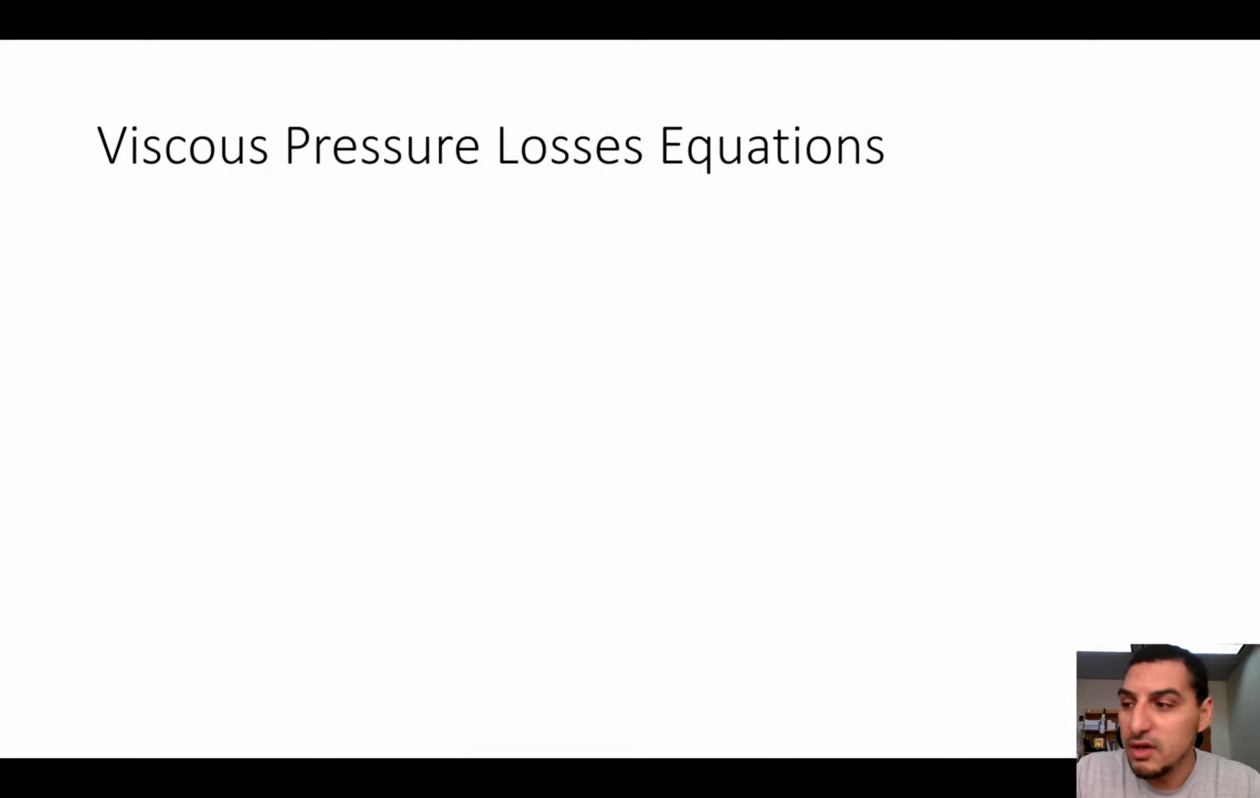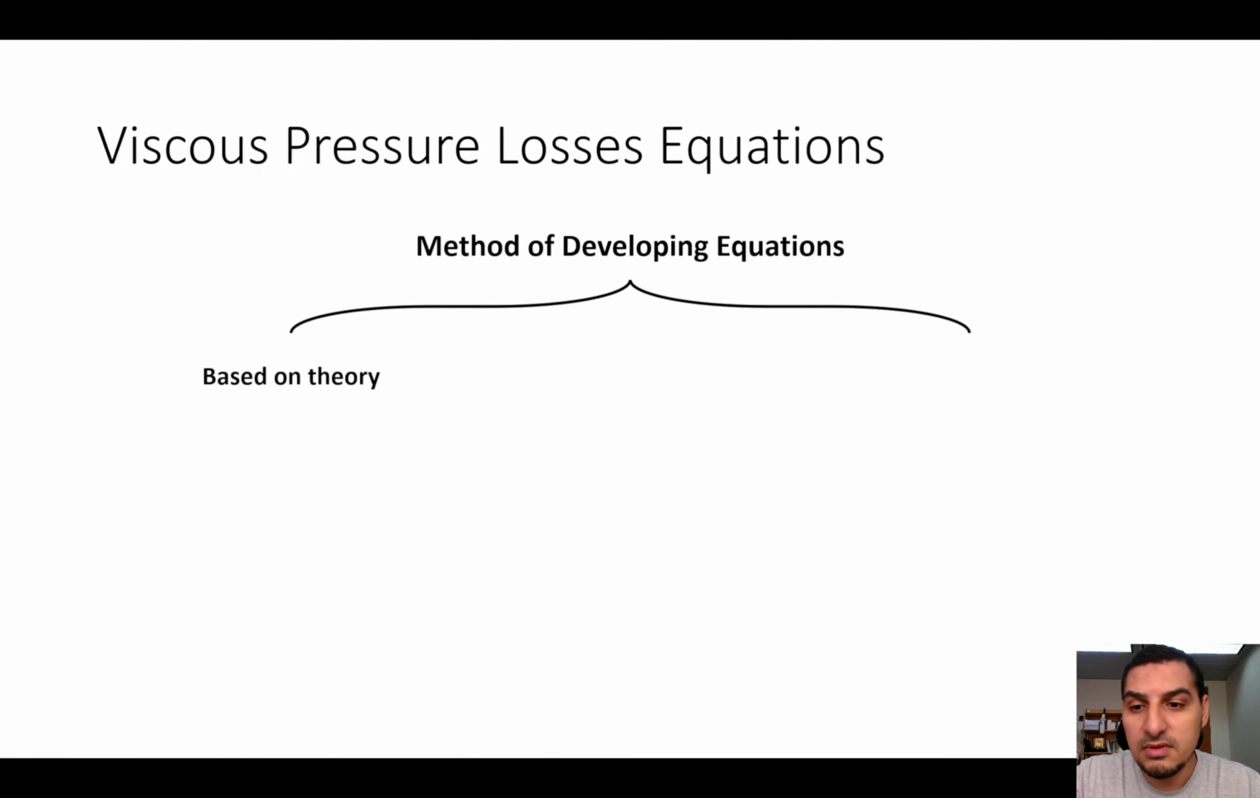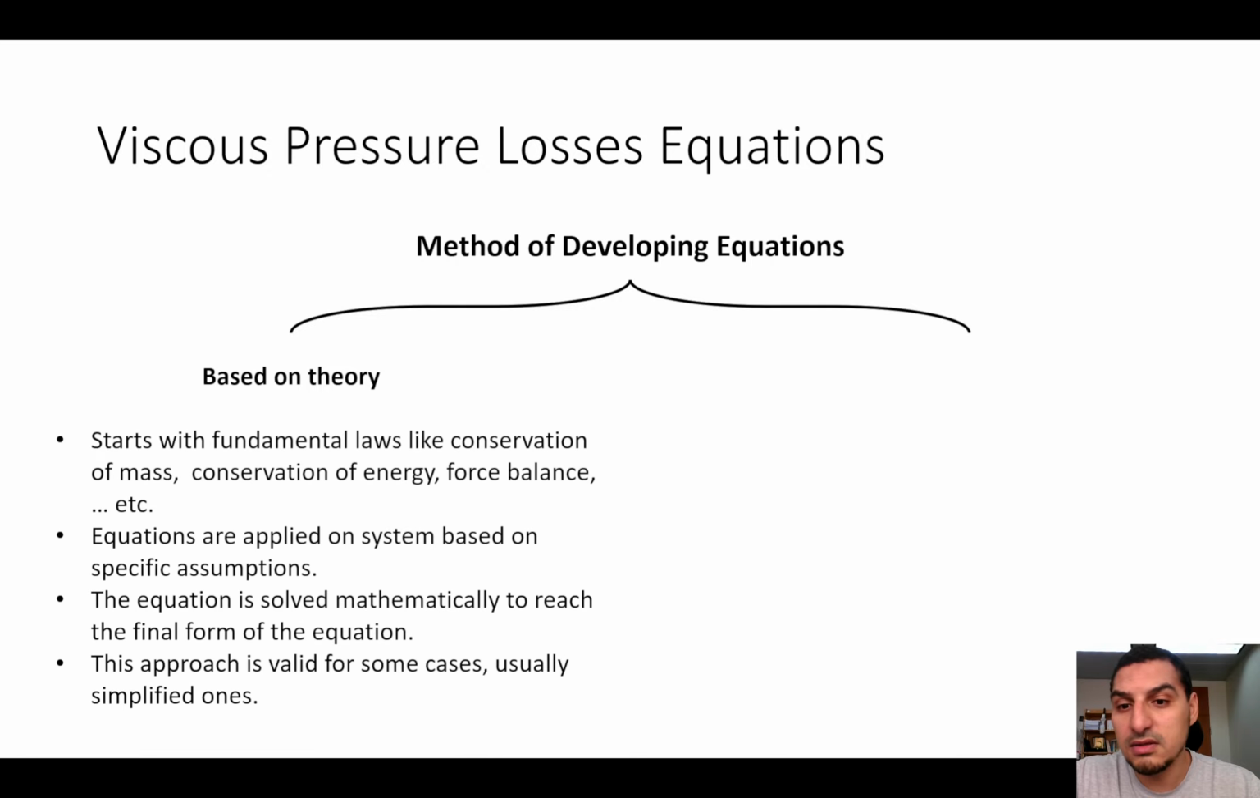So we have two approaches. It's not only for this pressure drop, it's a general idea about any equation that we want to formulate for any system that we're interested in. So we have two approaches. The first approach is the approach that is based on theory, which means that we start the formulation of the equation by the basic equations or basic laws of physics, like the conservation of mass, conservation of energy, like force balance.